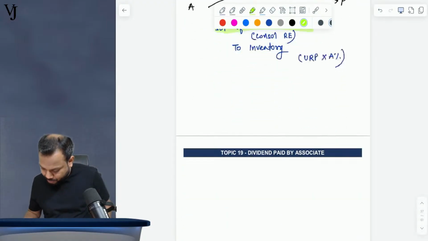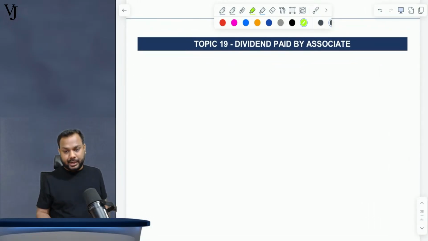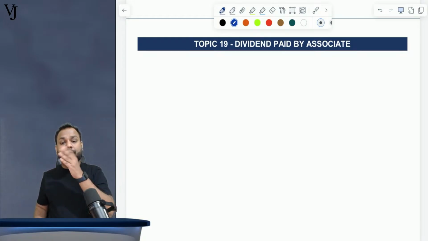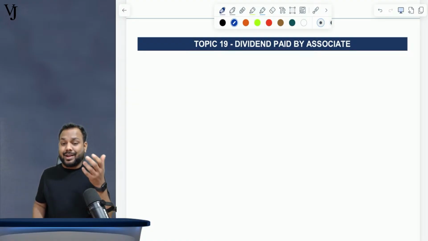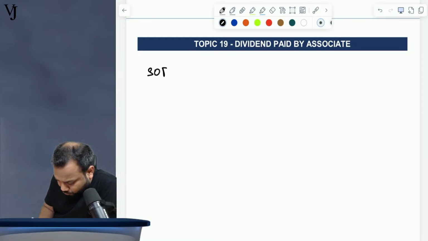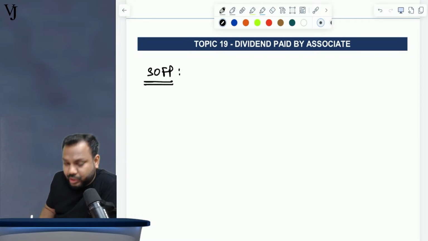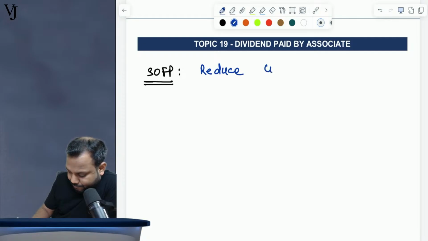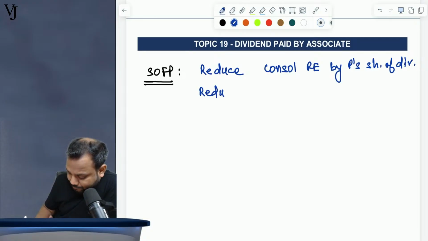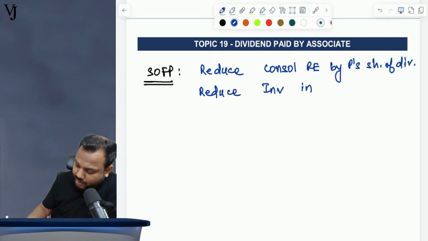Okay, chalo. Dividend paid by associate. What is the treatment of the dividend paid by associate? So now understand, when the associate would have paid dividend, parent company would have recognized the same as dividend income. Okay, so now if the question is of a consol SOFP, reduce consolidated RE by parent's share of dividend, plus reduce investment in associate.